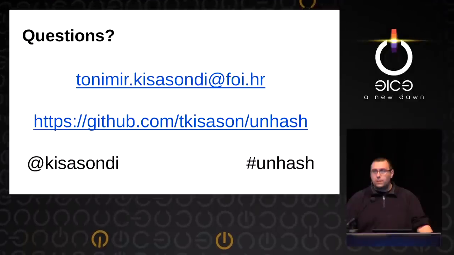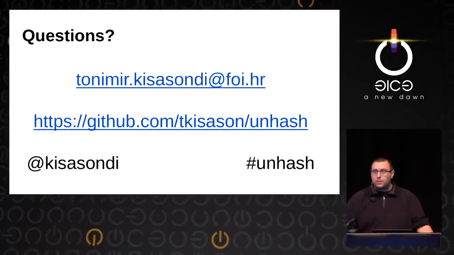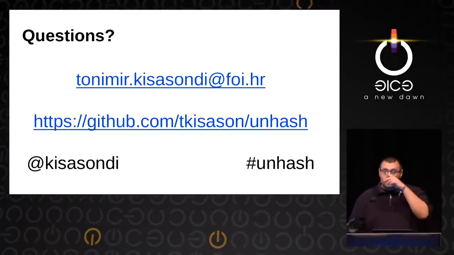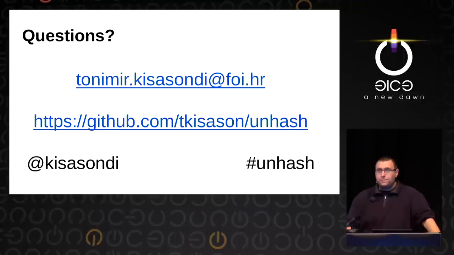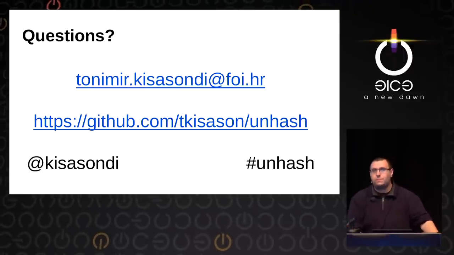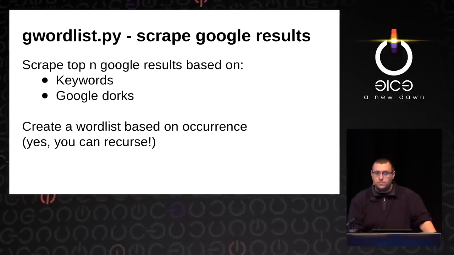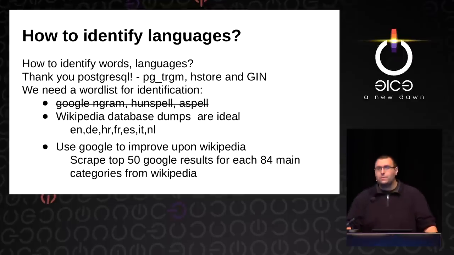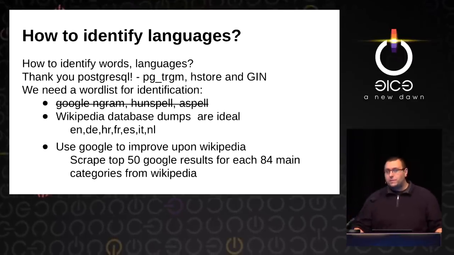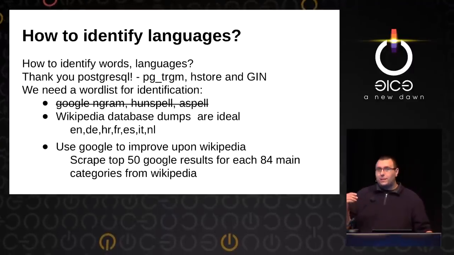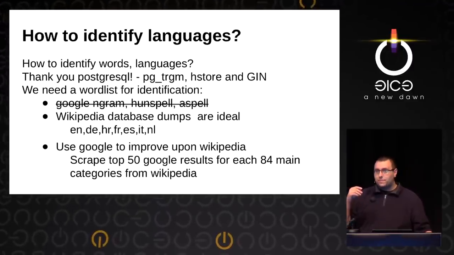Microphone one. Hi. I was wondering if UNHash also takes into account specific target attributes like a native language, and other things, and you could also use a tool to scrape the target's website or something like that to add it to the word list. And make it more target specific. Is it capable of doing that?